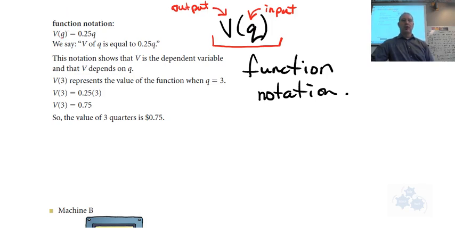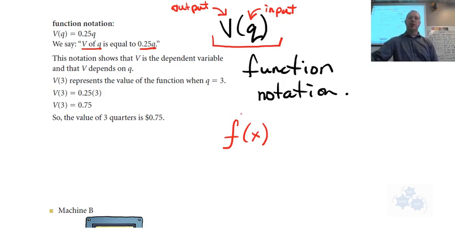So function notation, instead of doing y, sometimes we do v of whatever the input variable is. And so you would say v of q is equal to 0.25q. Or another one you'll see a lot is this, f of x. Maybe you've seen this before. Function of x, f of x. It's another way that you'll see it.